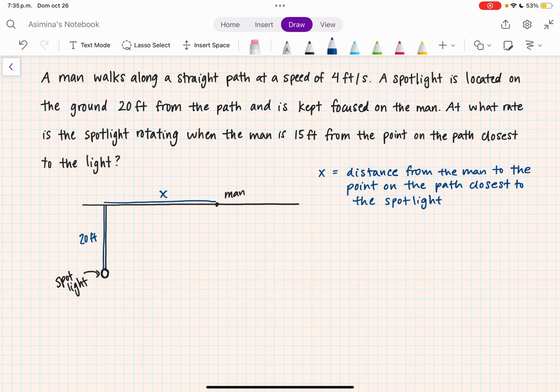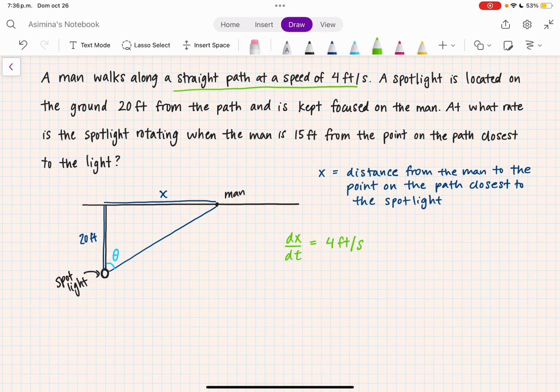Okay, great. Now, we know that the spotlight is following the man, so we have some sort of line here, and we can call the angle at which it moves theta. Okay, so what information are we given? Well, we're given the rate at which the man walks along the straight path. He's walking at a rate of 4 feet per second. So that means that dx/dt equals 4 feet per second.